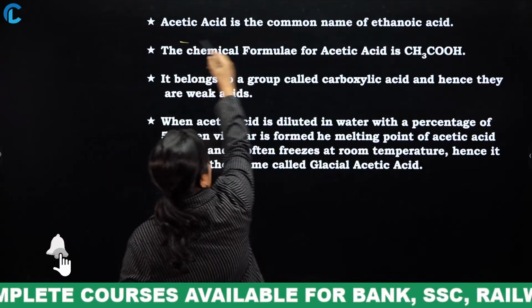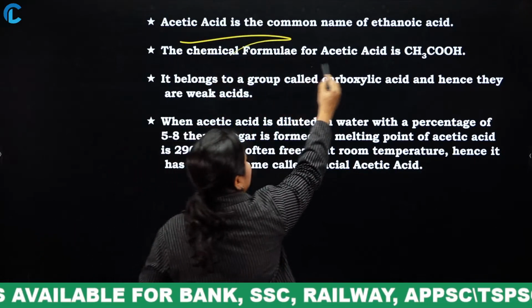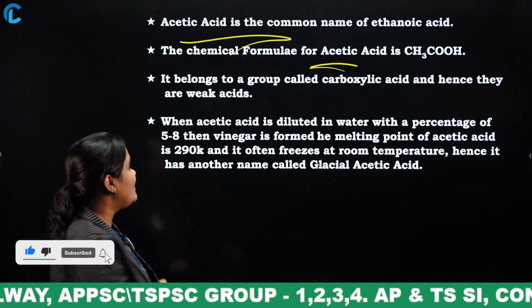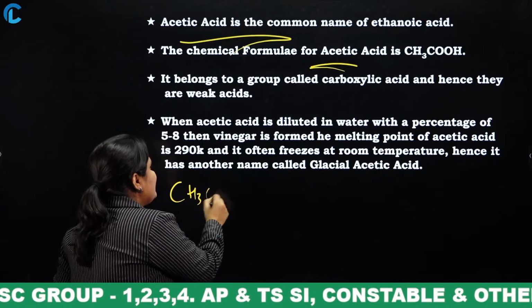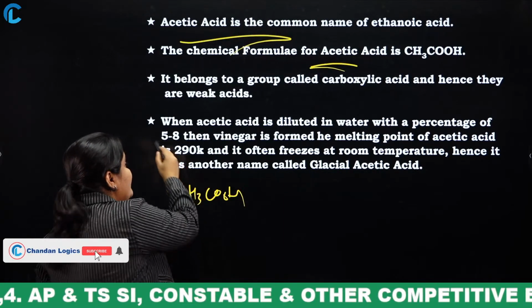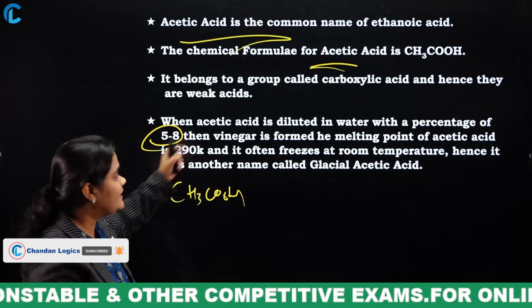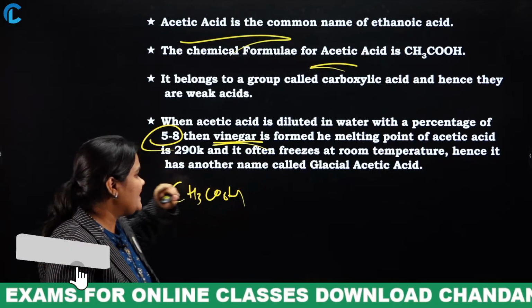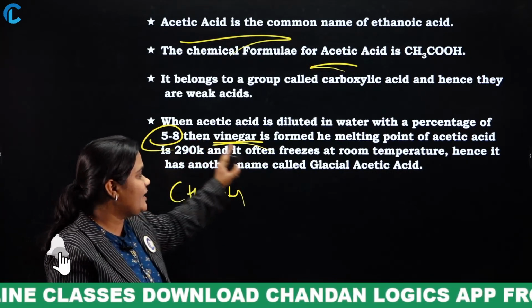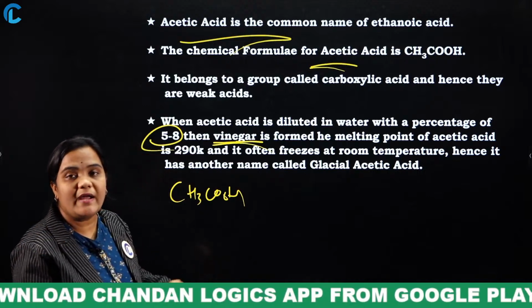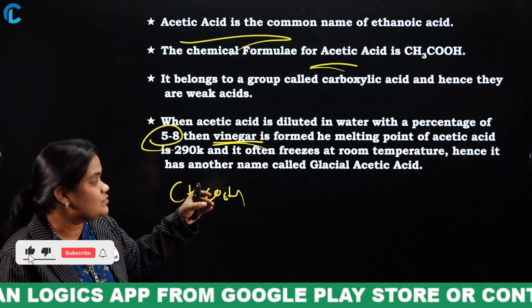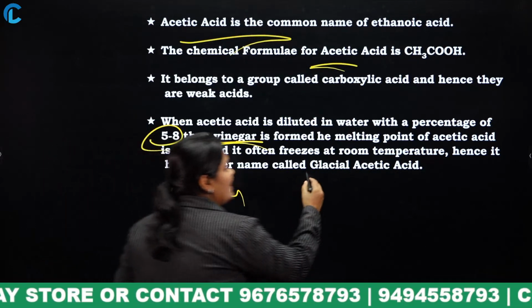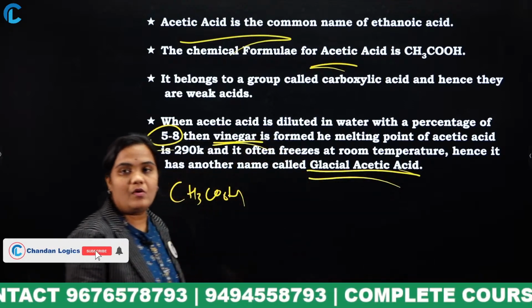Acetic acid is the common name of ethanoic acid. Its formula is CH3COOH. It belongs to a group called the carboxylic group. When we dilute 5 to 8% of this acetic acid, it converts into vinegar. Next, the melting point of acetic acid is 290 Kelvin and it often freezes at room temperature only. When acetic acid freezes, we call it glacial acetic acid. Next.